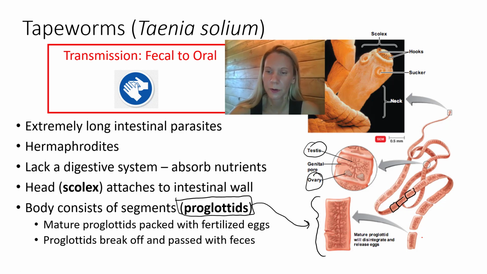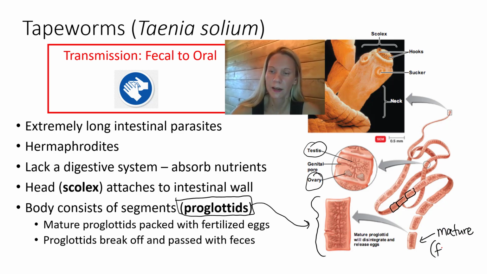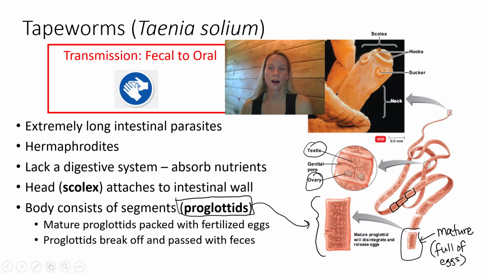So the mature proglottids are at the end of the worm, and they're mature because they're full of eggs that have been self-fertilized. These little packets of proglottids break off in the feces and get passed as little packets of eggs. The other structure we see on this slide is the scolex. The scolex refers to the head. So here would be the head, or the scolex.